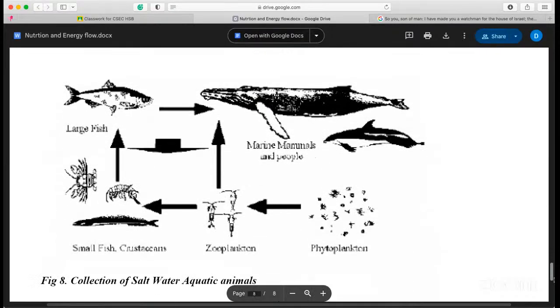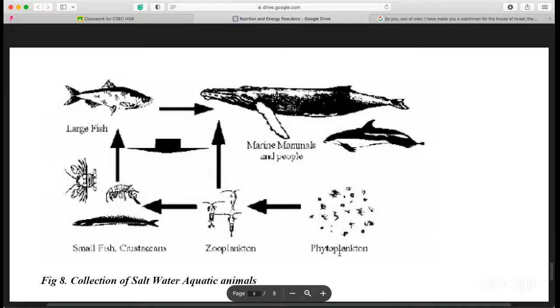All right, and this is an aquatic web. So we have the phytoplanktons. Feel free to pause at any time to take notes, as well as it will be in your classroom, which has been sent to you. All right, so we have the phytoplanktons, the zooplanktons, which is eaten by small fish and crustaceans. So crustaceans are like your lobster and your crab and your shrimp. And then we have the large fish feeding on the small fish and the crustaceans. We have even the whales also feeding on the large fish, also on the zooplanktons, right?